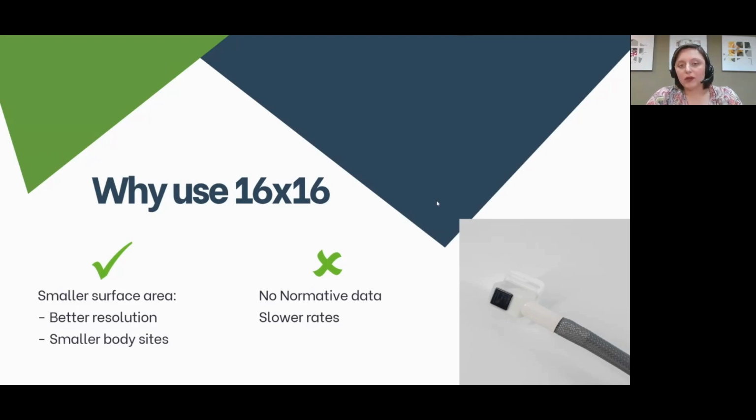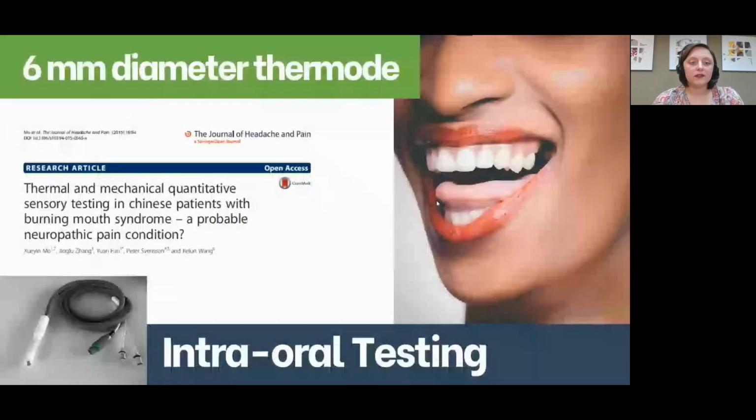And this thermode, if you compare it to the 30 by 30, has a slower rate. It can heat at 6.5 degrees per second, compared to 13 degrees per second for the 30 by 30. So that is also something to consider if you need to be fast and can allow applying the stimulation on a larger area, which the 30 by 30 gives you. So this is the 16 by 16.